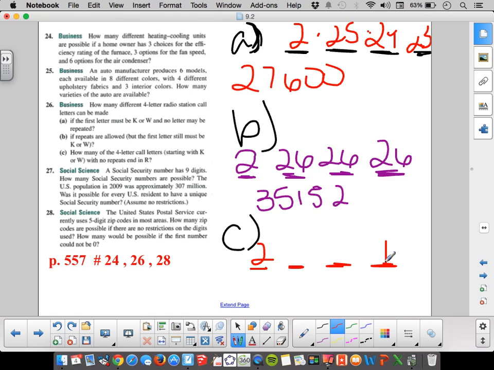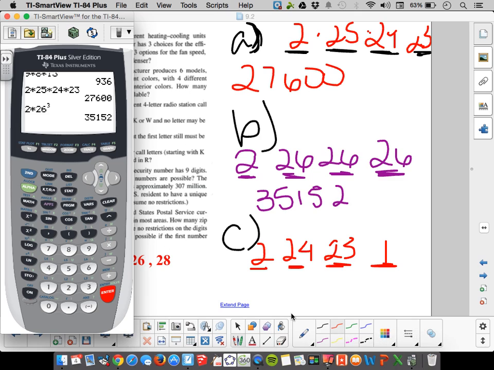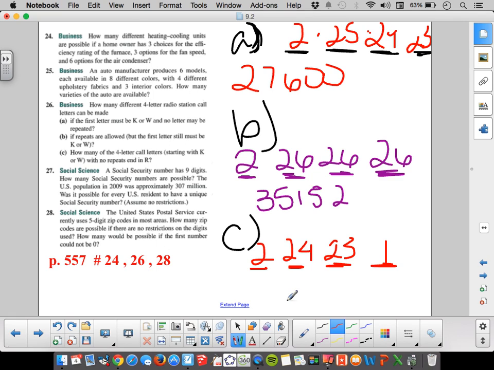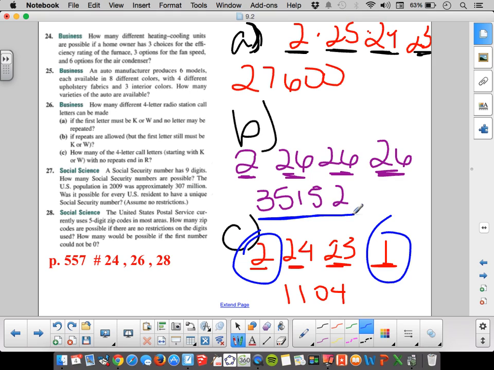So after we've chosen our K and W, we have 25 letters left, but after we've chosen our R at the end, we only have 24 and 23. So 2 times 1 is 2, but 2 times 24 is 48. So we have 48 times 23, and I get 1,104. Notice when we have to fix positions like this, it reduces the amount of combinations that are possible. When we have more options for each space, notice how our number of combinations increases.